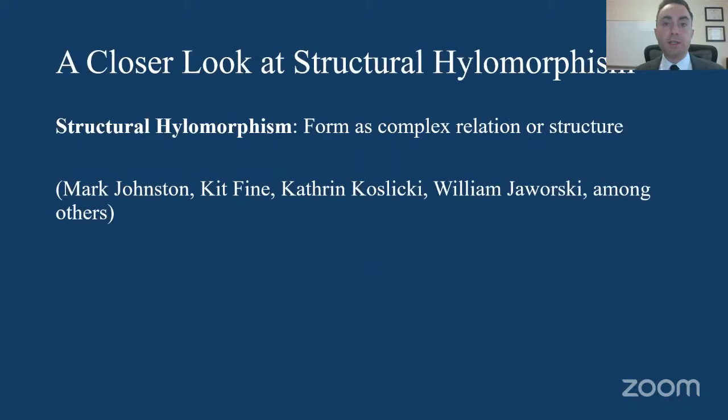Now moving on to taking a closer look at this view that I've called structural hylomorphism. The central notion in any hylomorphic theory of the world is the notion of form. But what is a form? To what ontological category do forms belong? Is the form of a material object a property, power, or relation, or is it something else entirely? Is the form of a material object simple or complex? Is it universal or particular?